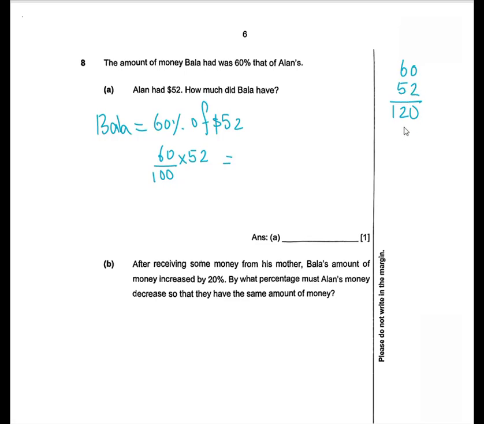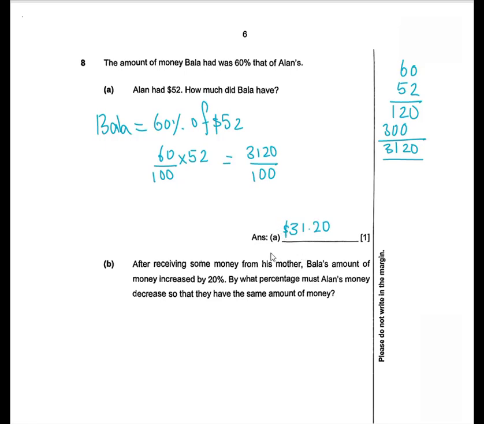260, 120, 30. So 3120 is the total. So that is 3120 divided by 100. And you know, if there are 2 zeros in the denominator, starting from the right end, you have to pass 2 digits, 1, 2, and then put a dot here. So the answer should be $31.20.